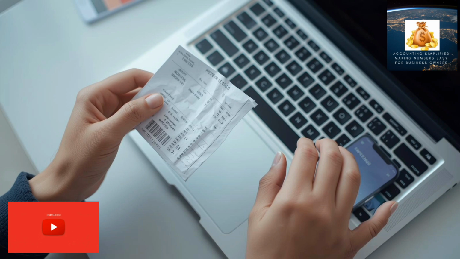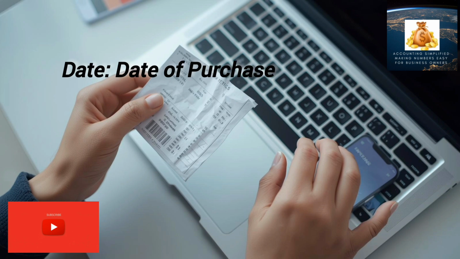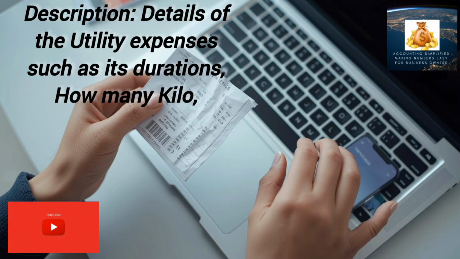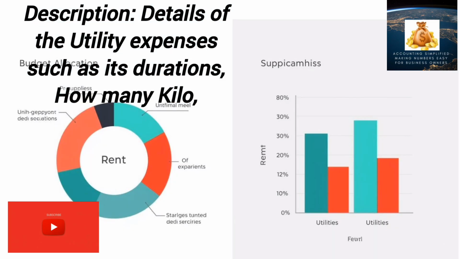Like if I were to record my light expense, for instance, after I've written the date I purchased the NEPA card, as the case may be in this part of where I stay, under description I'll write the duration. This NEPA bill I bought is how many kilowatts? Are we together? It could be 500 kilowatts. Whatever the kilowatt it is, you write it down. If the rate is on that receipt, you also write the rate.